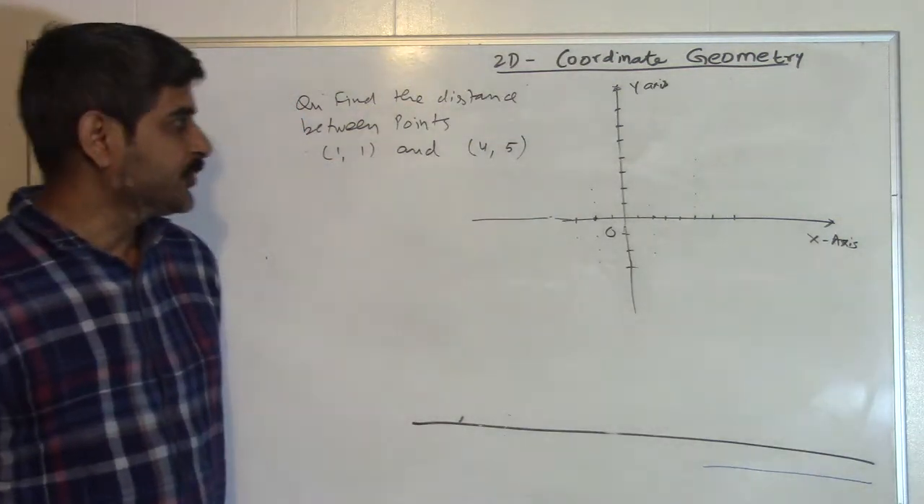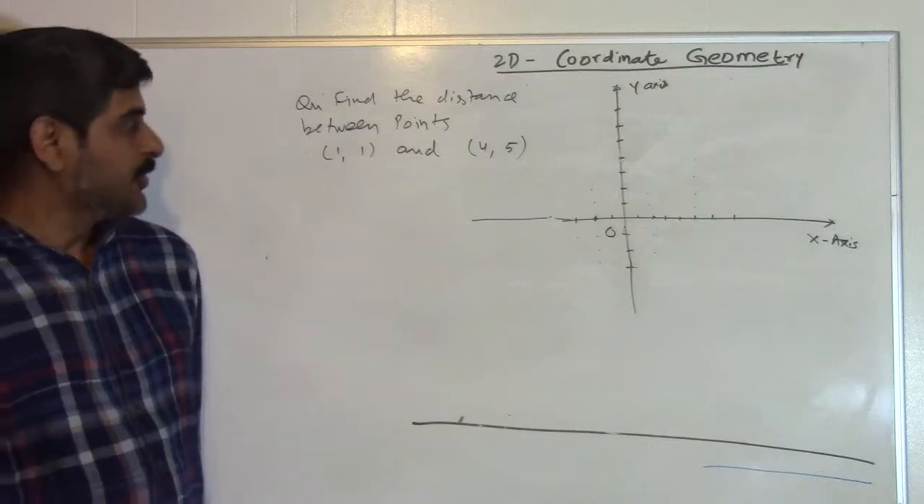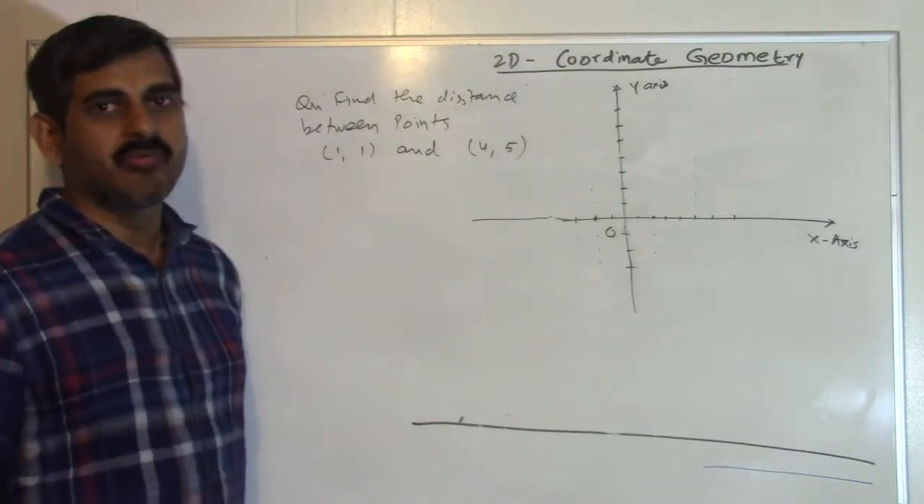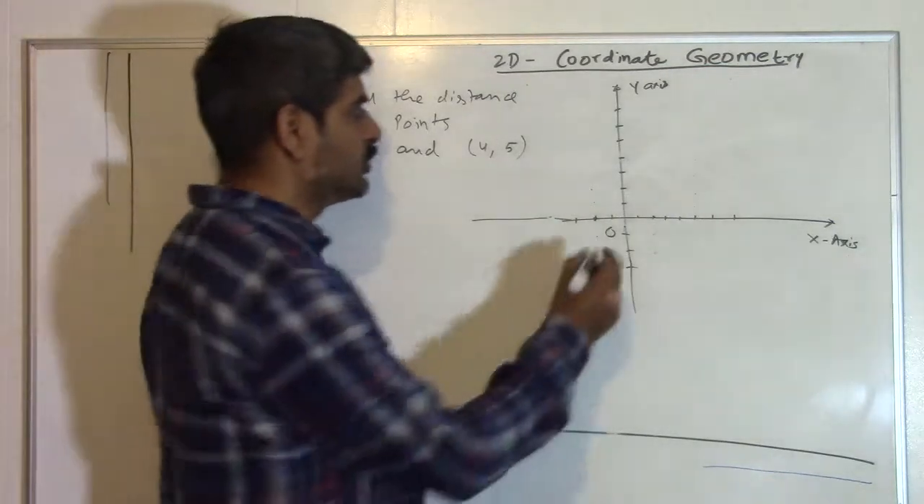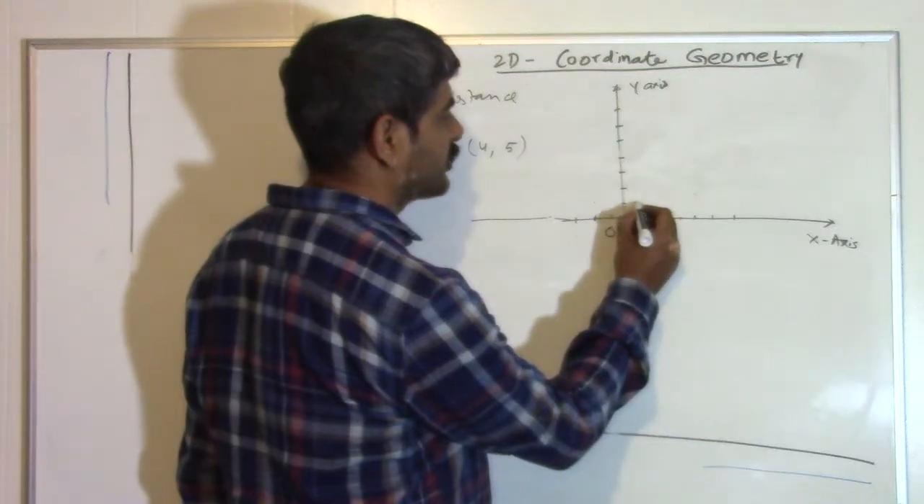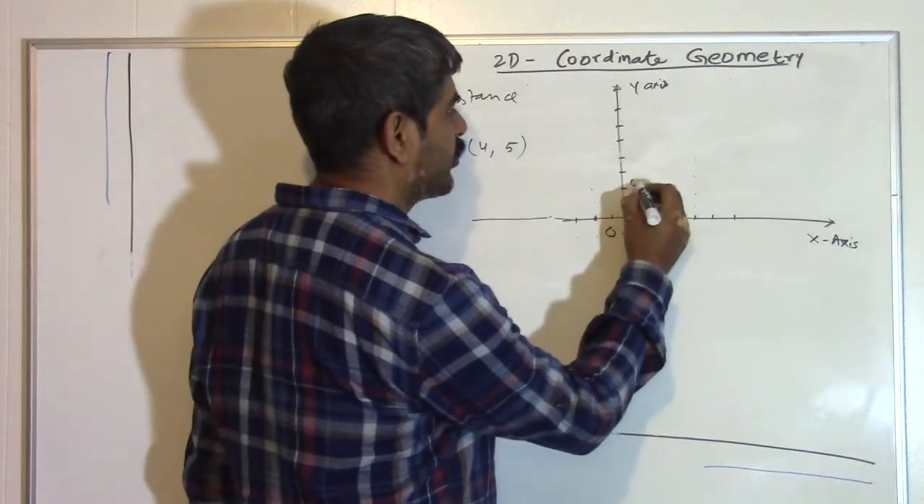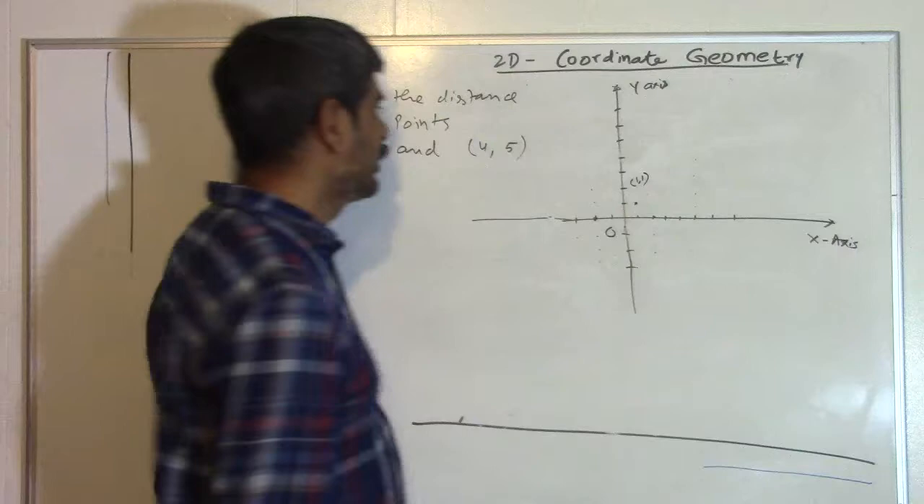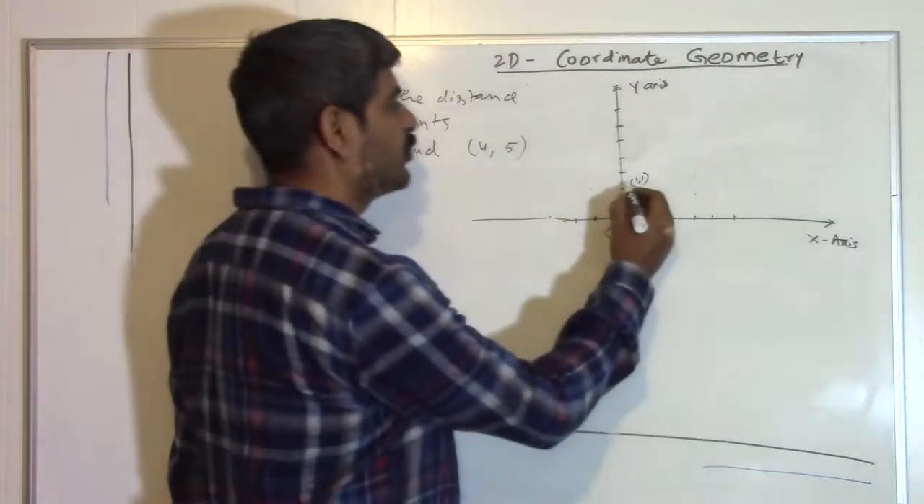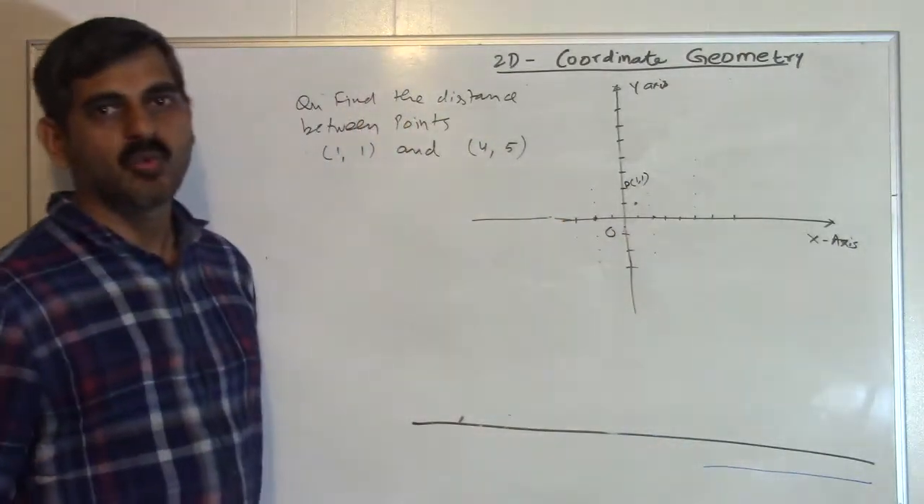How do we do that? Simple problem. First we locate where this point 1, 1 stays. So this is 1 here, 1 here. Let us call it a point P, and I am calling it 1, 1.